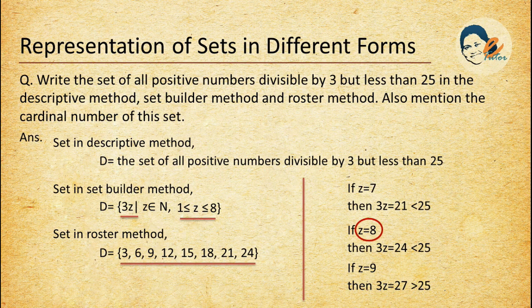That is, when z equals 1, then 3z is 3, that is our first element. When z equals 2, then 3z is 6, that is our second element, and so on. And at last, when z equals 8, then 3z equals 24, right? Now we have to find the cardinal number. To find the cardinal number, we just have to count the number of elements in this set, and the number of elements in this set is 8. So the cardinal number of this set is 8.